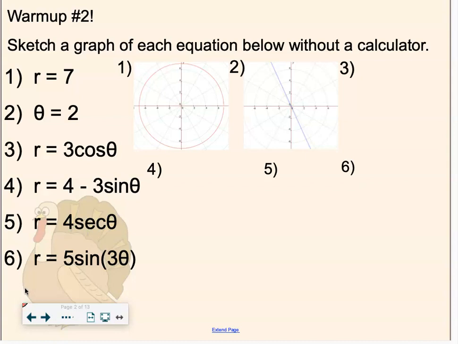All right, number 3 cosine theta. That's a circle. Oh, I'm sorry, I said radius 2. Diameter 3. And those cosine circles are always shifted sideways, and the sine ones are always shifted up. So anyway, you get this beautiful circle. There it is. That looks great.